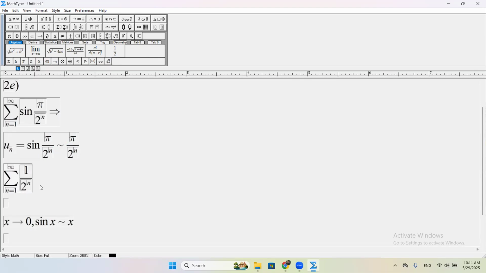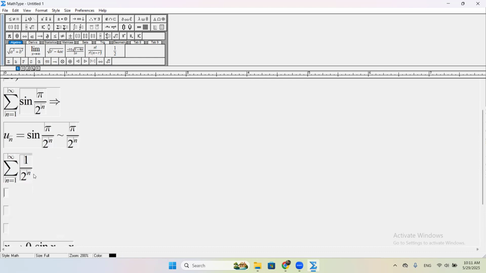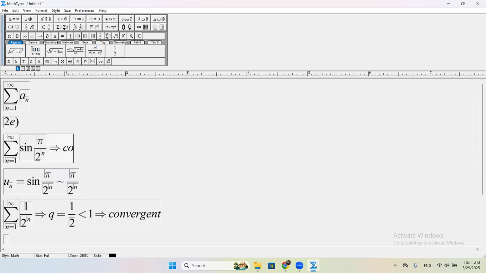So actually, yeah, as it is, this series is convergent because it is a geometric series, which has a denominator q equal 1/2, that is less than 1. So this series is convergent. It means that the initial series is convergent as well. Any questions about this exercise?